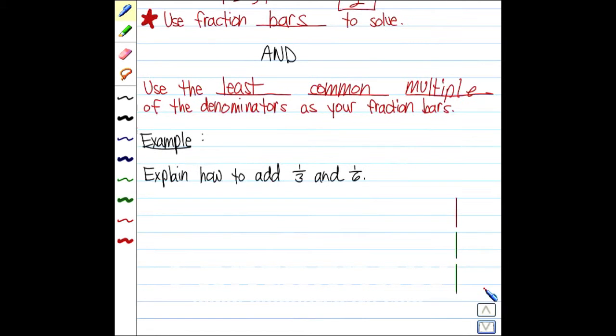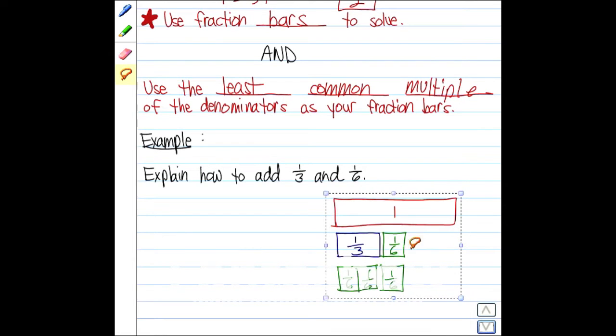Okay, good. So let's take a look at our example here. It says explain how to add 1/3 and 1/6. So remember, we're going to use fraction bars to solve this. Let's go ahead and expand this. So let's say we've got our 1 bar here to show what 1 is equal to. Then we've got 1/3 and 1/6.